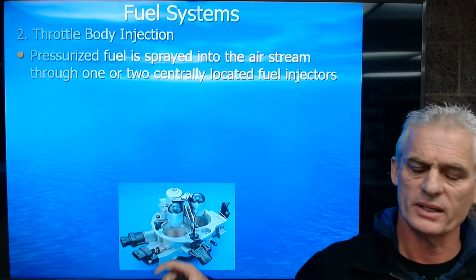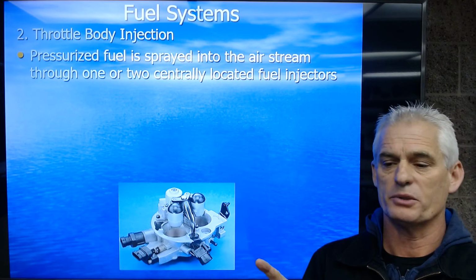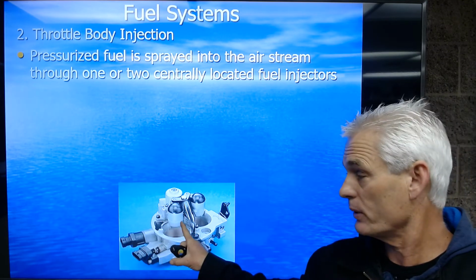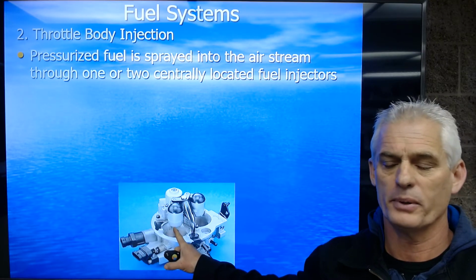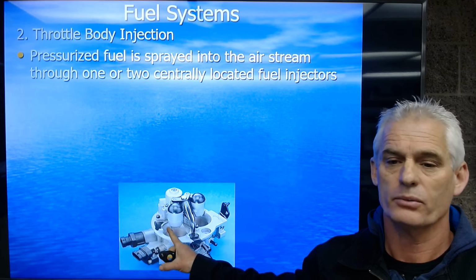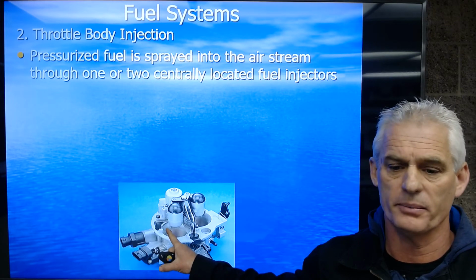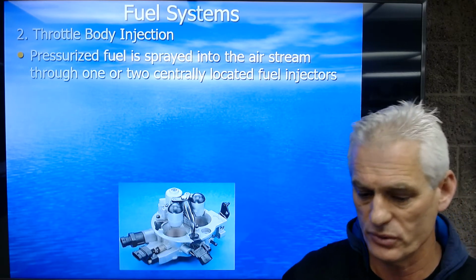Now what we're doing is, instead of drawing fuel out of a nozzle uphill against gravity just by air pressure, now we're using an electric pump to create, on the low pressure side, some of these run about 15 psi, to a high pressure throttle body injection unit, which is about 30 psi. And we're actually spraying the fuel out in a nice cone spray.